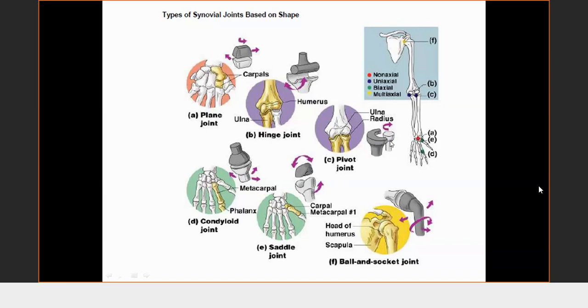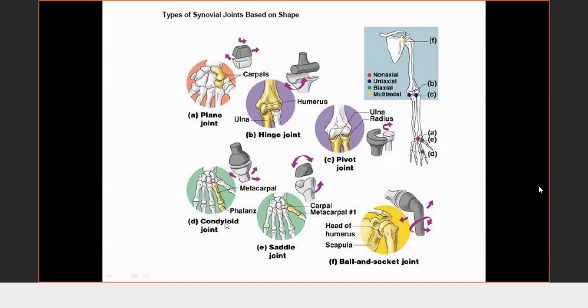Now this is the elbow joint, and ये elbow joint का flexion extension हो रहा है, and pronation and supination. Pronation and supination is taking place at the radio-ulnar joint, which itself is the pivot variety of the joint.